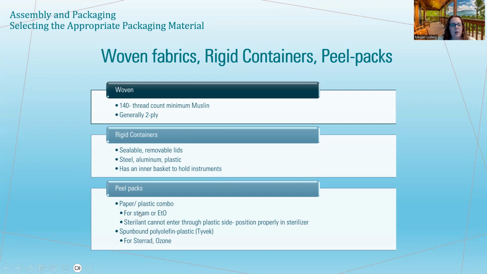And then your peel packs, there's a couple ways you could do this depending on the type of sterilization method. So it's important to check what you're sterilizing and what type of wrapper. So you have a paper plastic combo that's typically good for steam or ethylene oxide. And so sterilant cannot enter through the plastic, only through the paper. So when you're lining up your steam sterilizer, make sure you're positioning it appropriately, like on its side. And then the other option is a Tyvek type of material, which is good for STERRAD or ozone. So just watch what you're sterilizing and pick the appropriate peel pack.